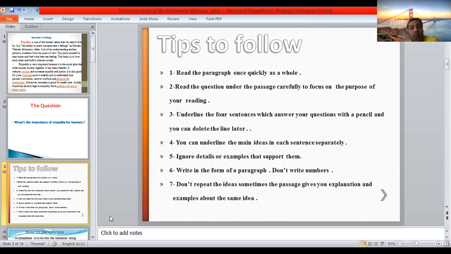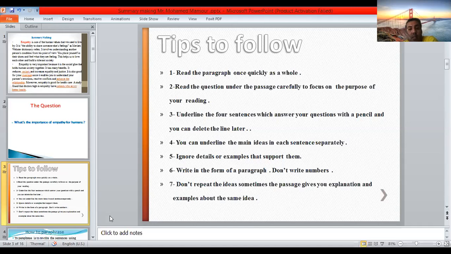Then the third step is to underline the sentences which answer your question with a pencil, and you can delete the lines later with the rubber, of course. You can underline the main ideas in each sentence separately. Ignore details or examples that support them. Write in the form of a paragraph. Don't write numbers. Don't write 1, 2, 3, 4. Just write sentence number 1, full stop, sentence number 2, full stop, and so on in the form of a paragraph. Number 7, don't repeat the ideas.